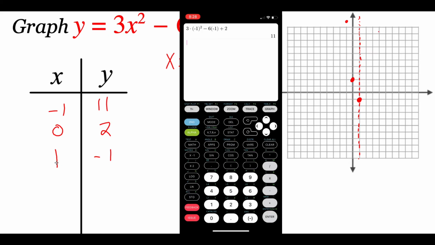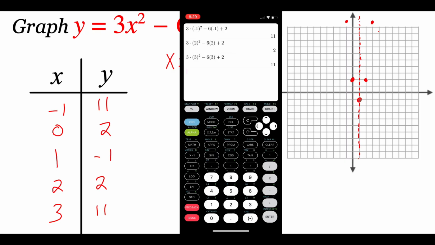Now I also need a couple points to the right of 1, so directly to the right of 1 would be 2, so I'm going to plug in that x value. 3 times 2 squared minus 6 times 2 plus 2, and I get 2 as that answer. So at 2, I'm up at 2. And then to the right, one more space would be 3. So I'm going to plug in that value. 3 times 3 squared minus 6 times 3 plus 2. Again, I get 11. And I'll have to approximate here. So at 3, I'm up at about 11 right there.